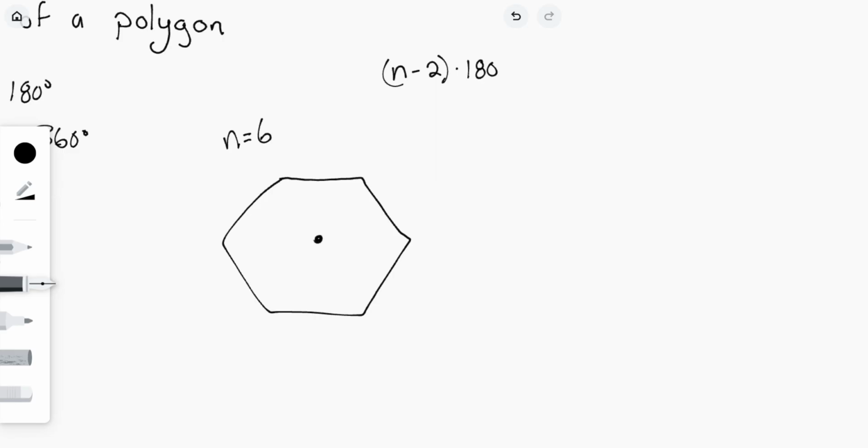Draw a point somewhere inside of your shape. If you notice, our hexagon here has 6 corners. If you draw a line from each corner to the center point that you made, we're going to make a bunch of shapes. With this hexagon, I drew lines from each corner to the center point, and I made a bunch of triangles. Specifically, I made 1, 2, 3, 4, 5, 6 triangles.